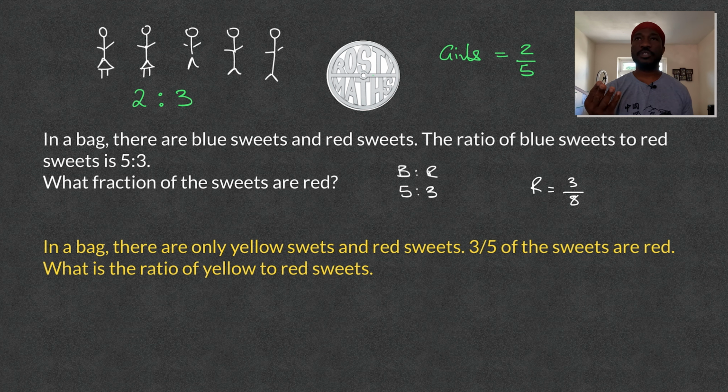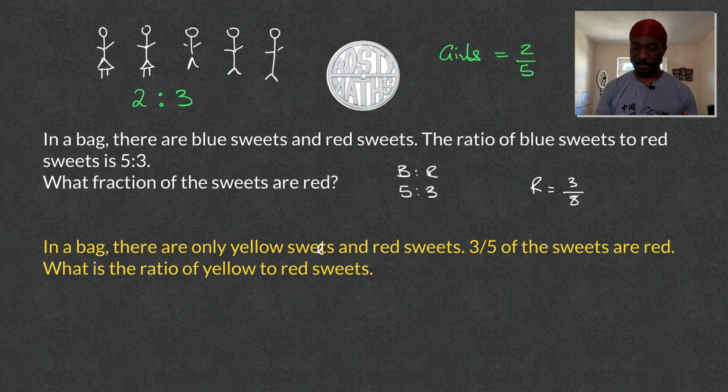But what if you have to go the other way? What if you're given a fraction, like in this second question? In a bag, there are only yellow sweets. Oh, I forgot to put my extra E there. So let's just drop that in. There are yellow sweets and red sweets. 3/5 of the sweets are red. What is the ratio of yellow to red?